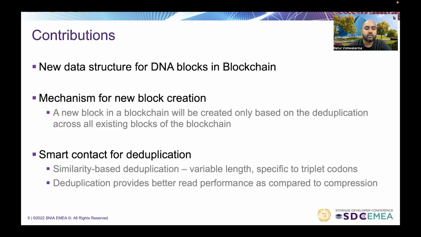And finally, we will explain how exactly we have done similarity-based deduplication, which reduces the number of information bits to be represented. And also, this will help us do a random read.